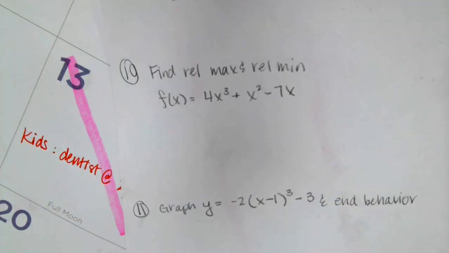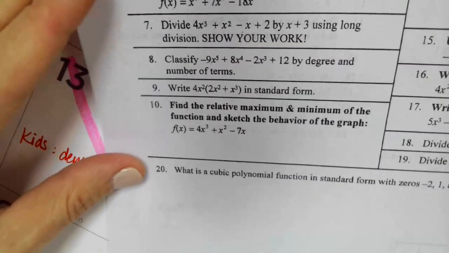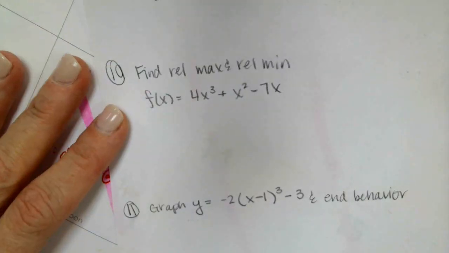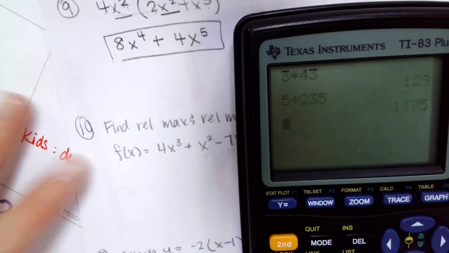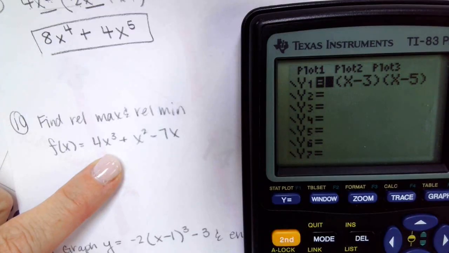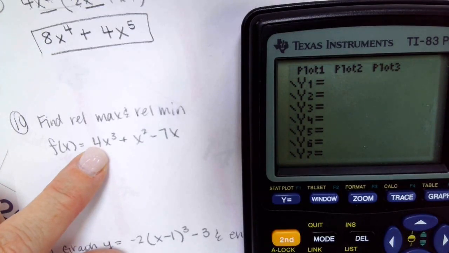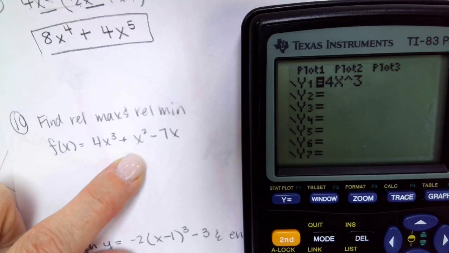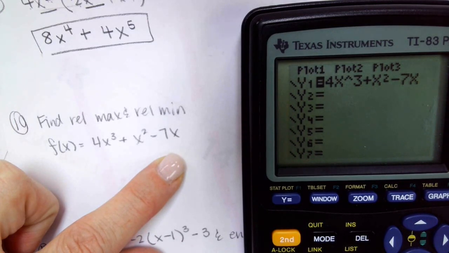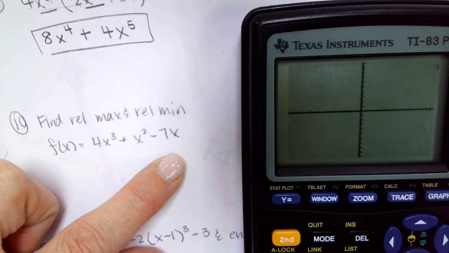Okay, looking at number 10, it tells us to find the relative max and the relative min of the function and then sketch the graph. So we are going to go to the graphing calculator, and you're going to put in this equation. So we've got 4x cubed plus x squared minus 7x, and then we're going to graph it.